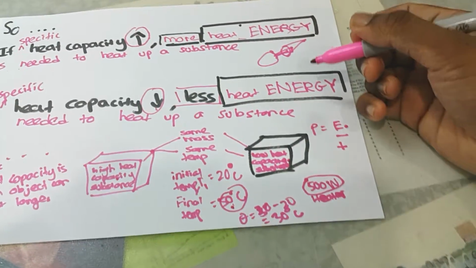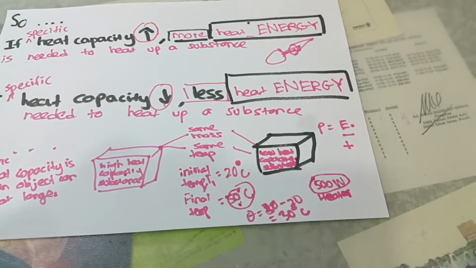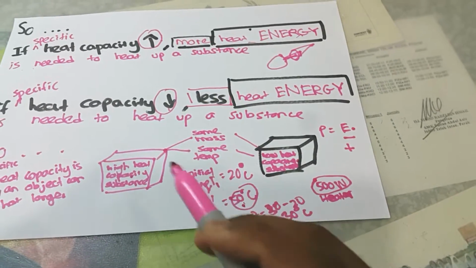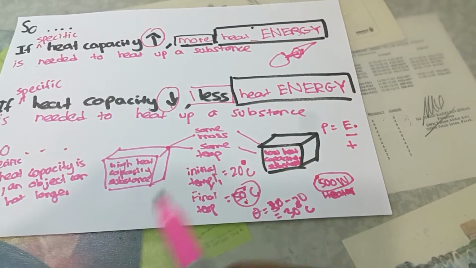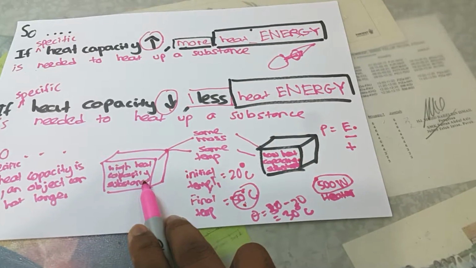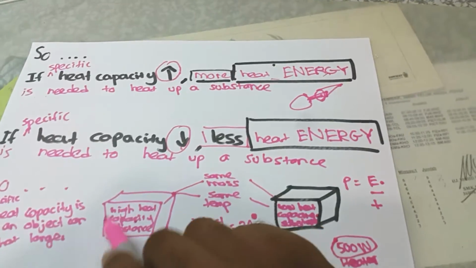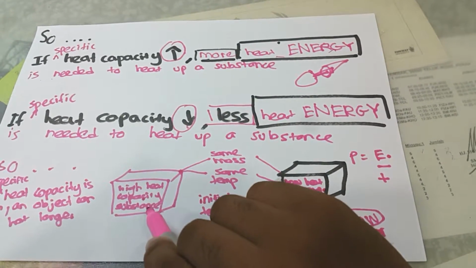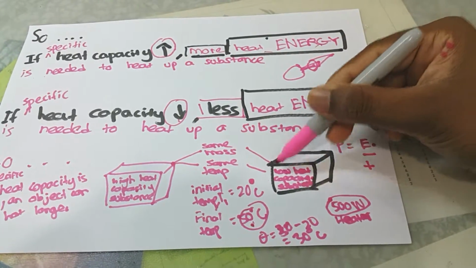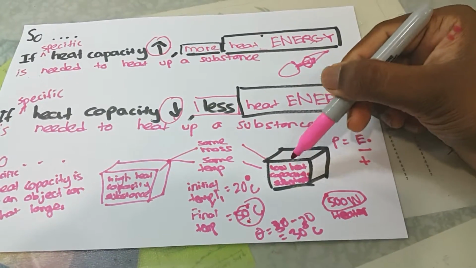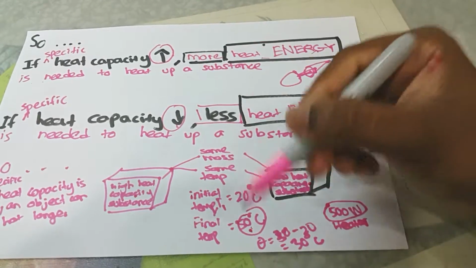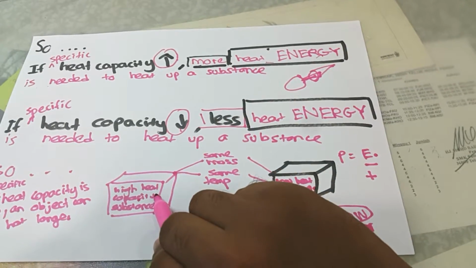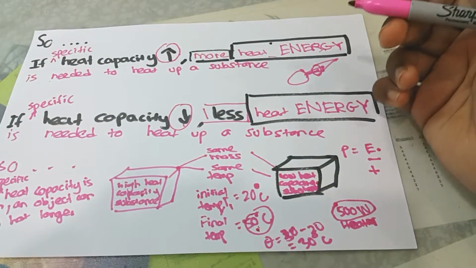But the story changes when I leave them to cool. Once they have both reached 50 degrees Celsius, when I leave them to cool back to 20 degrees Celsius, which is their initial temperature, this substance will retain heat better. Because of its high specific heat capacity, it has more heat energy in it, so it will stay hot longer. Whereas this one with the low specific heat capacity that got hot very fast will also lose heat fast, because it has less heat energy in it compared to this one. So this is the basic understanding here.